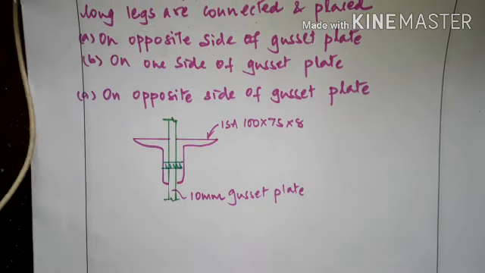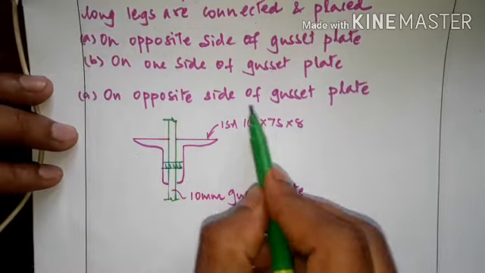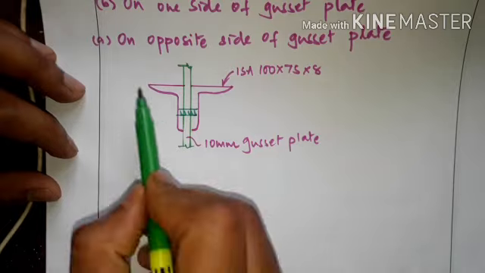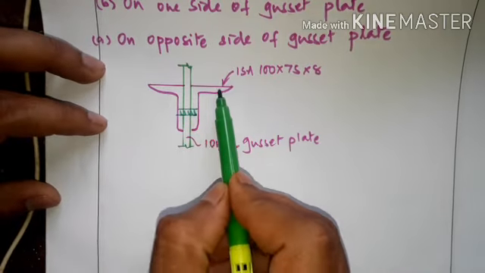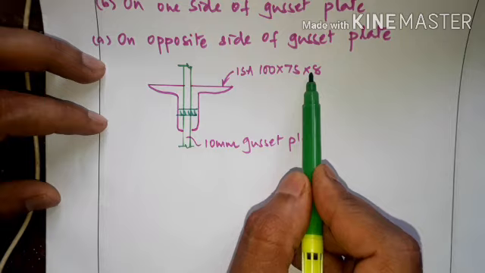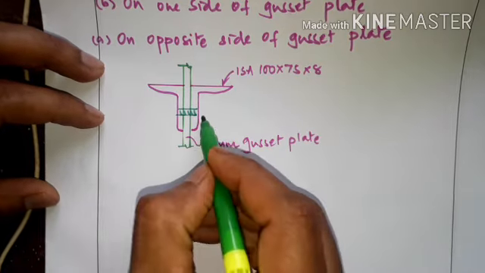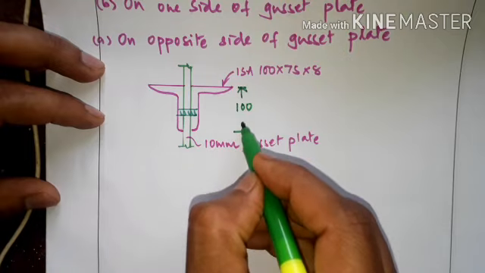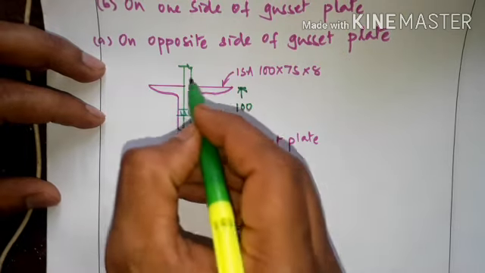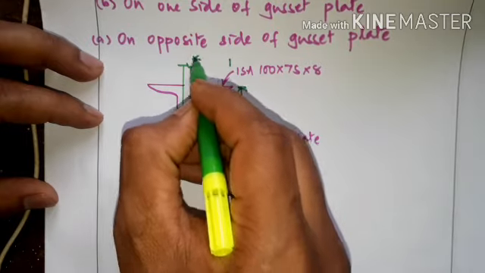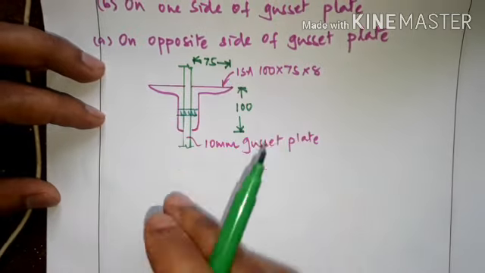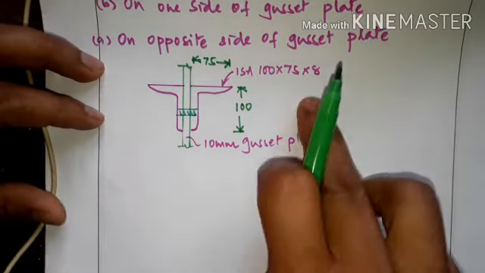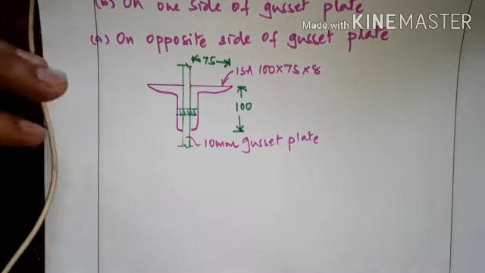First condition, what is given: on opposite side of the gusset plate. You can see here I have drawn a sketch. These are the angles 100 by 75 by 8, in that the 100 mm leg. From here to here if you measure, this leg is 100 mm, and this leg, the outstanding edge, is 75. So one 100 mm leg is connected and the 75 mm leg is outstanding, and the thickness of the leg is 8 mm.